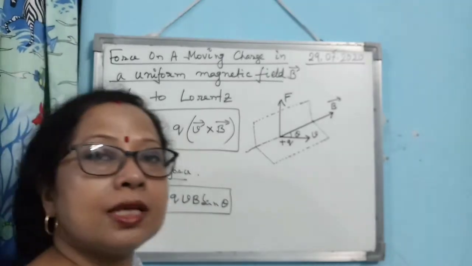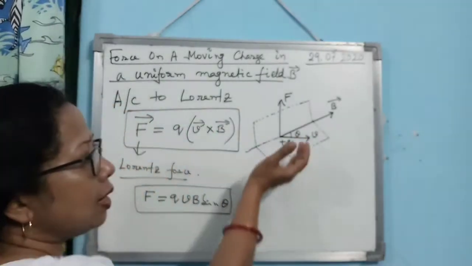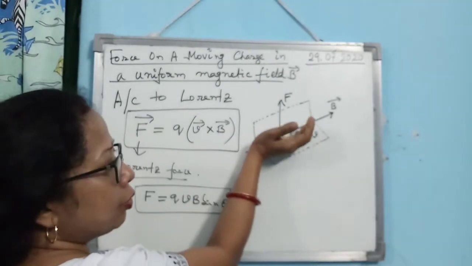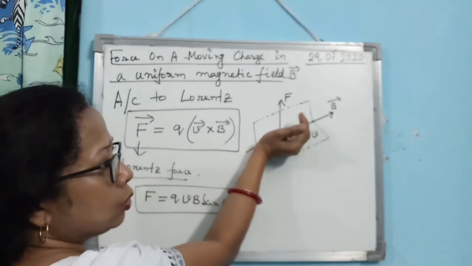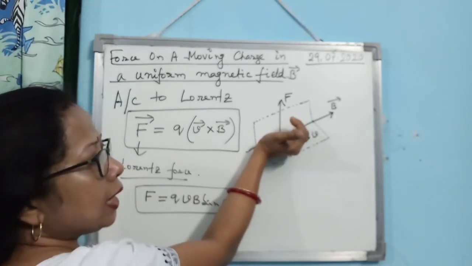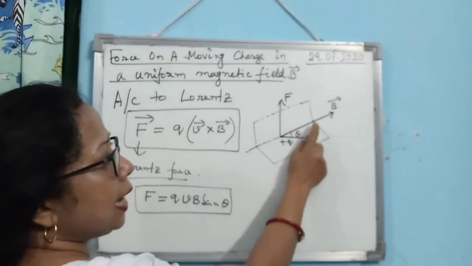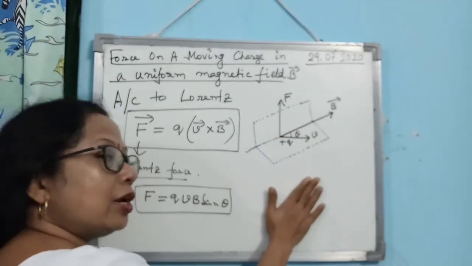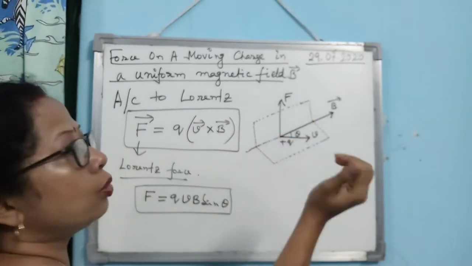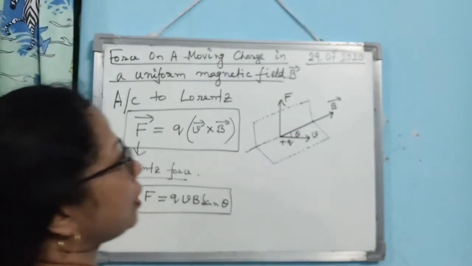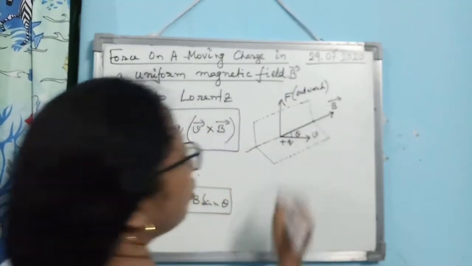Now, what is the concept of the cross product? How to get the direction of the cross product? You can use the right hand thumb rule. What is the right hand thumb rule? You straighten your 4 fingers from the first vector to the second vector like this, then the thumb will give you the direction of the force. So if V and B are on the plane of the blackboard, then you see F is acting in the outward direction, perpendicularly outward.